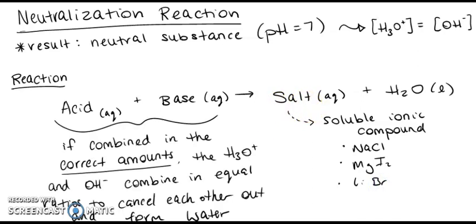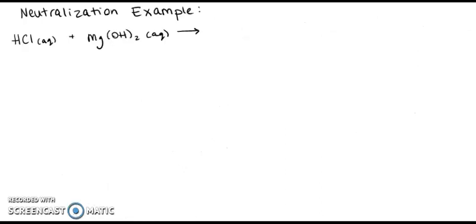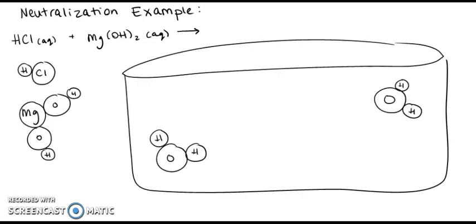So if the acid and base are combined in the correct amounts, the hydronium and the hydroxide combine in equal ratios to cancel each other out and form water, which we know is neutral. So let's look at an example of this. Let's take hydrochloric acid and magnesium hydroxide. We know it's aqueous, so we're going to dissolve these compounds in water.